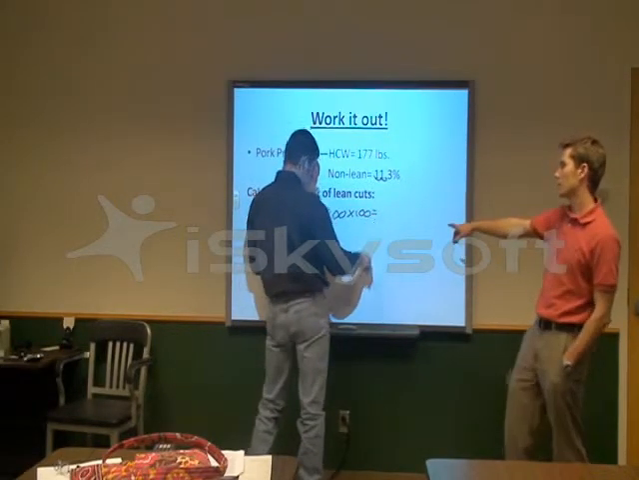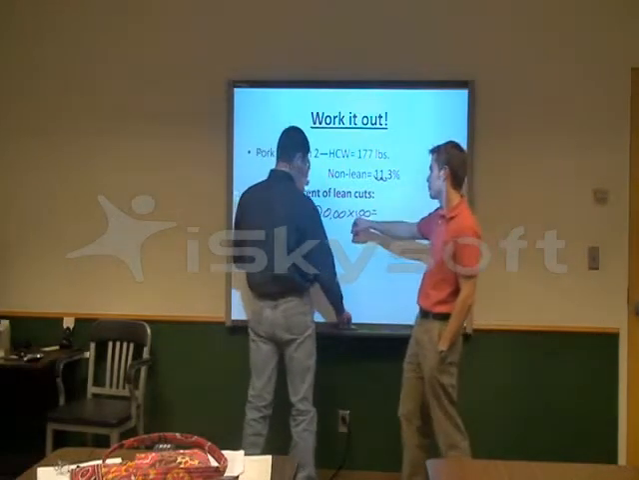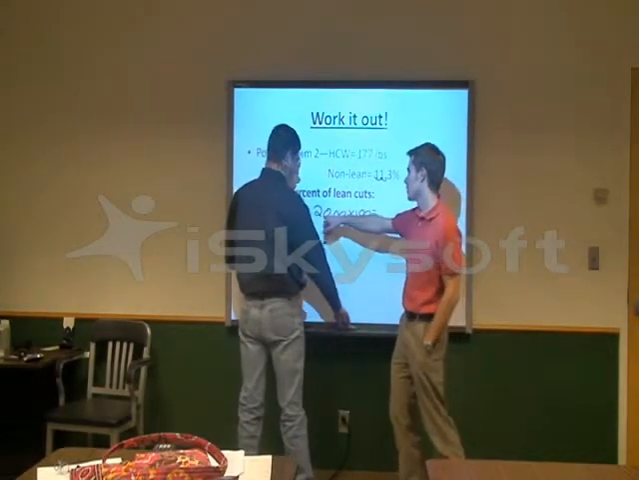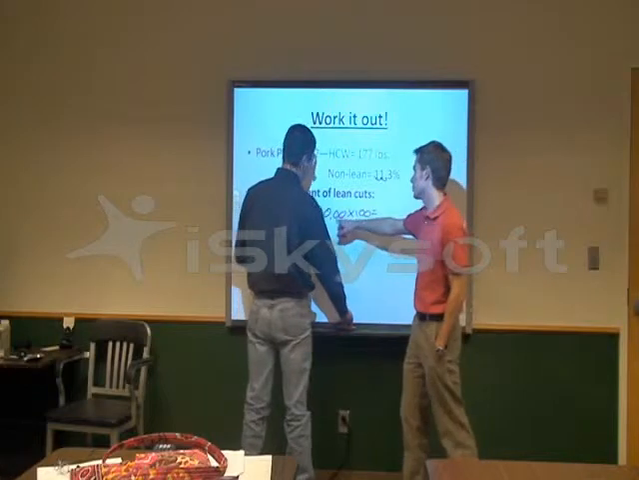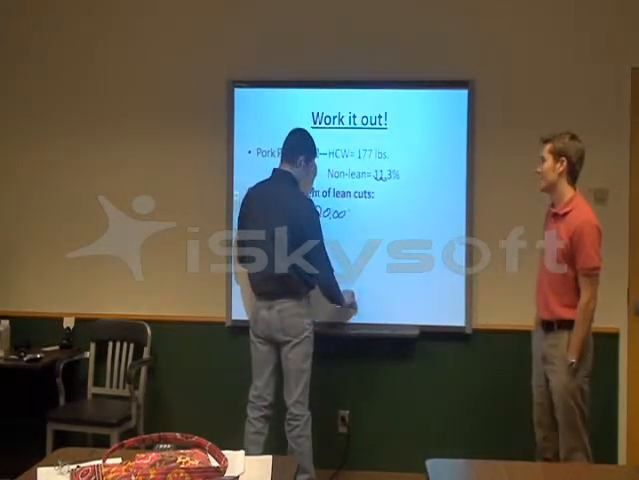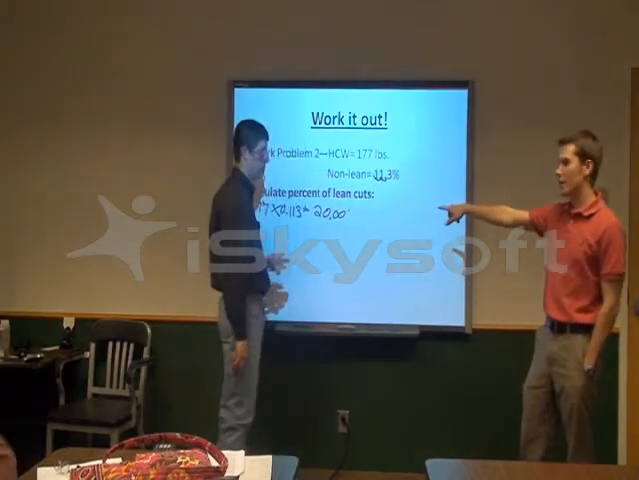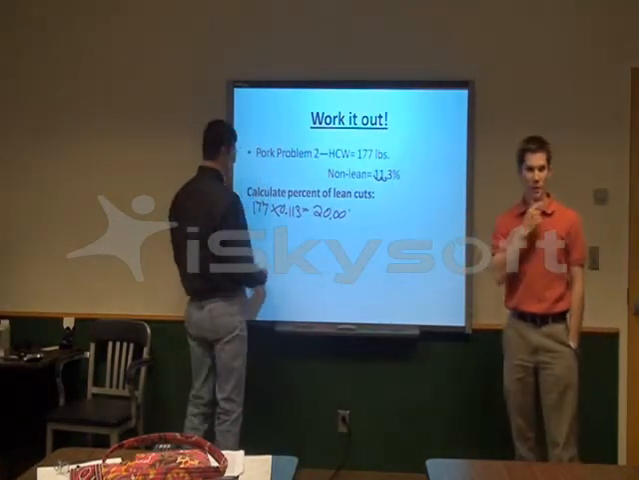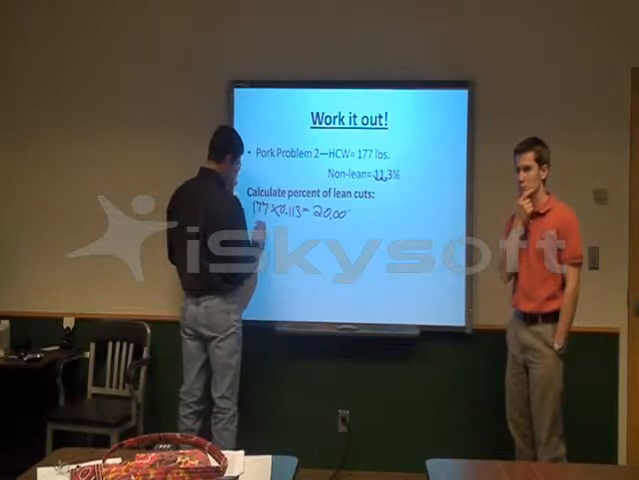Well, wait. Let's hold up. If we multiply that by 100, we're calculating the pounds. And so that would give us 2,000 pounds of non-lean. So we're actually going to leave it at that right now. Does everybody agree with that? Yep.